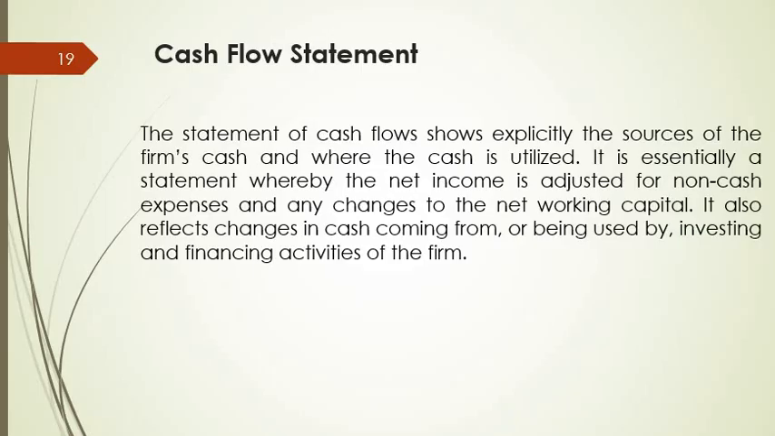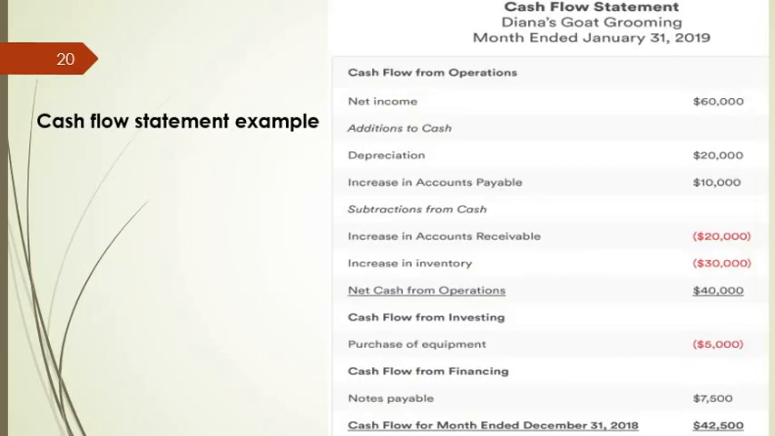Here is an example of a cash flow statement. Cash flow can be divided into three different portions: cash flow from operations, cash flow from investing, and cash flow from financing. Operating activities, then investing activities, and cash flow from financing activities.